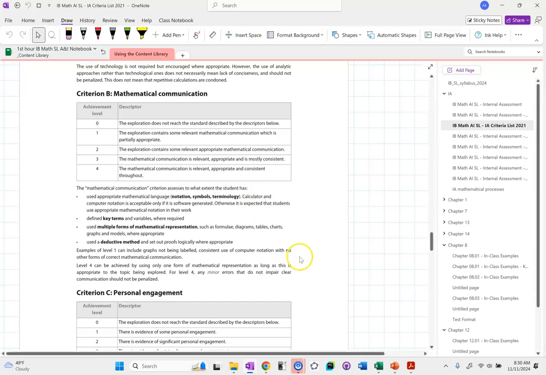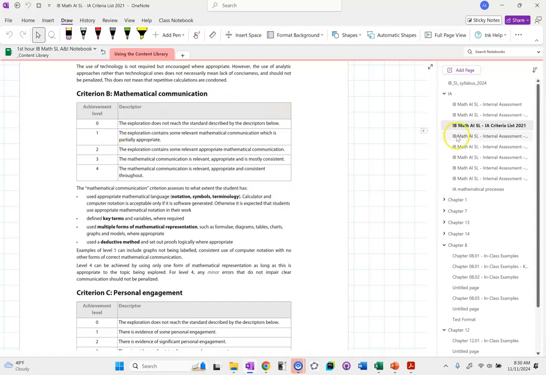But this is the place where we're going to be working on, just to make sure that you can get a decent score in this category. Everybody's cool? Okay.